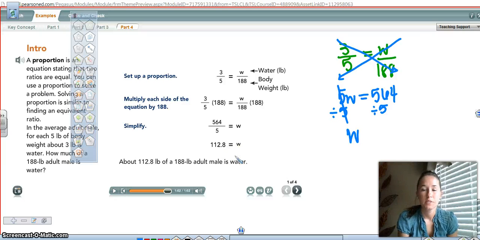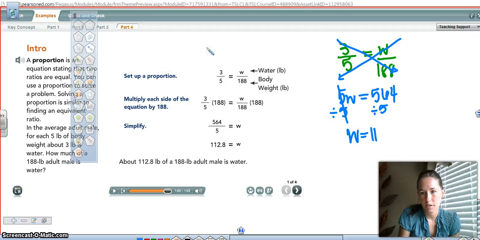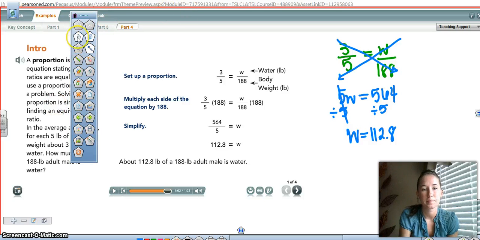Okay, so we're solving this proportion by cross multiplication. We've cross multiplied and now we're dividing by 5 to solve for W. 564 divided by 5 also gives us 112.8. So we have a few ways to solve this problem, but like I said, most students tend to be familiar with this cross multiplication method, so that's what I'll stick to as I solve more examples.